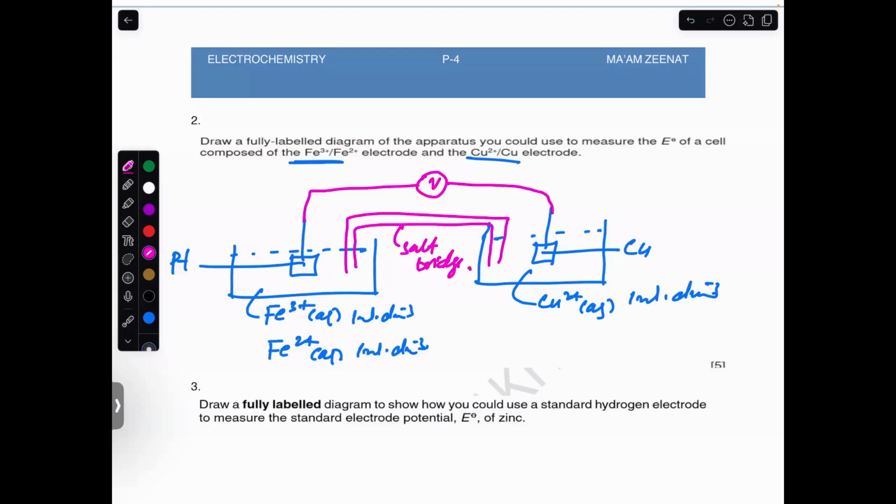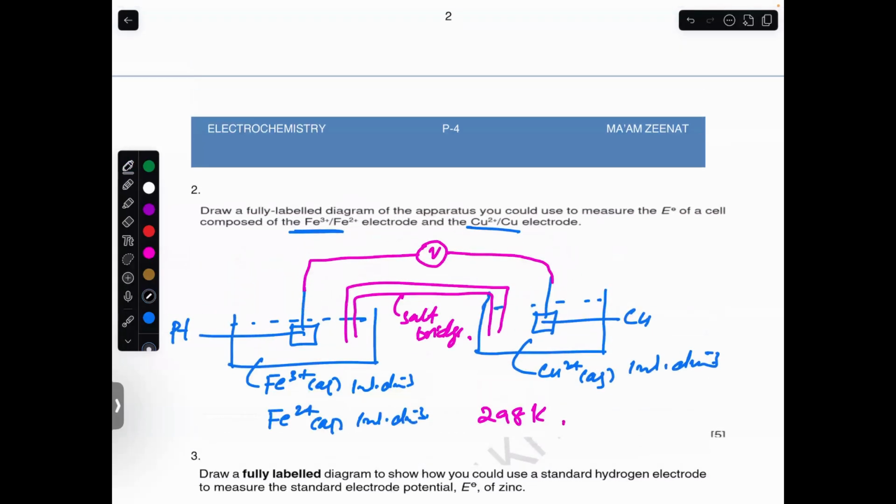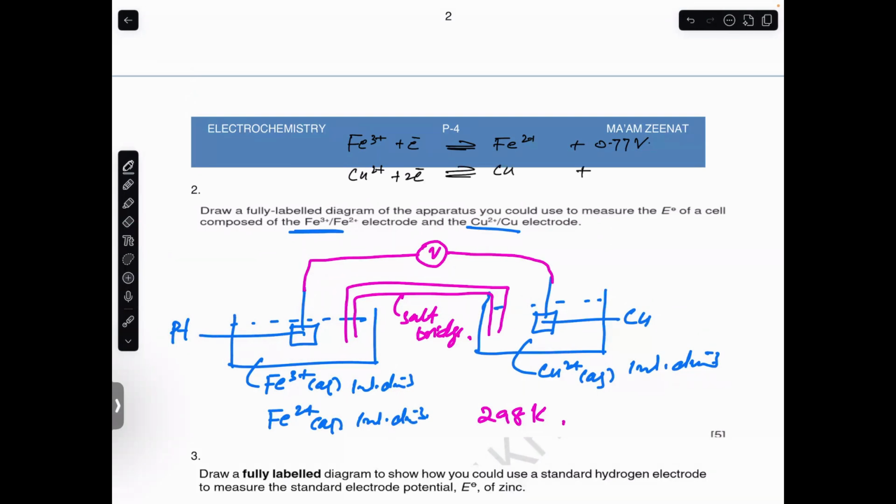And 298 K temperature. Now, if you want to see which one is going to gain and which one is going to lose, you need to know their E0 values. Fe3+ gains an electron, making Fe2+, 0.77 volt. And Cu2+ gains 2 electrons, making copper, +0.34 volt. So these two can gain electrons and these two can lose electrons.